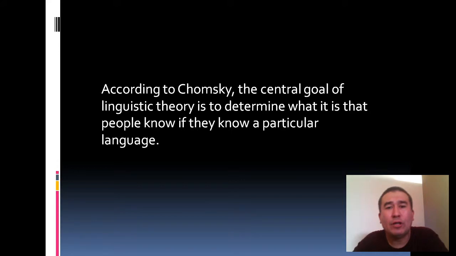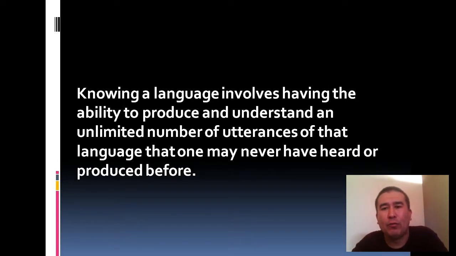Okay. According to Chomsky, the central goal of linguistic theory is to determine what it is that people know if they know a particular language. Knowing a language involves having the ability to produce and understand an unlimited number of utterances of that language that one may never have heard or produced before. So, language learning doesn't only involve learning the patterns or structures or forms. It also involves learning to have an ability to produce and understand an unlimited number of utterances of that language. So, this is another definition.